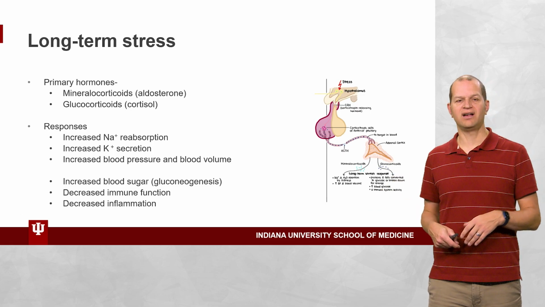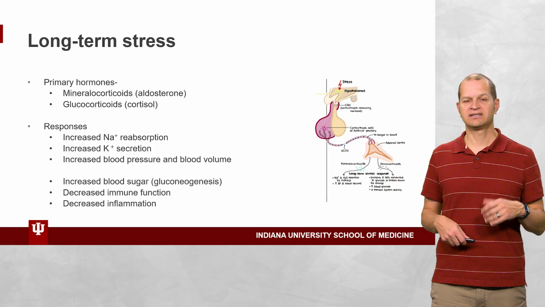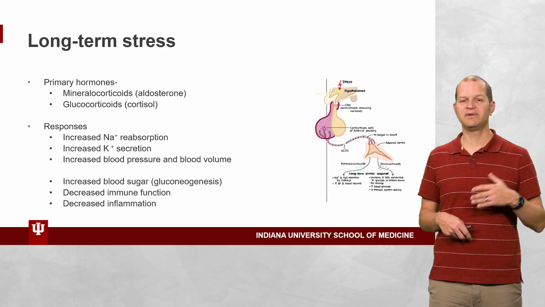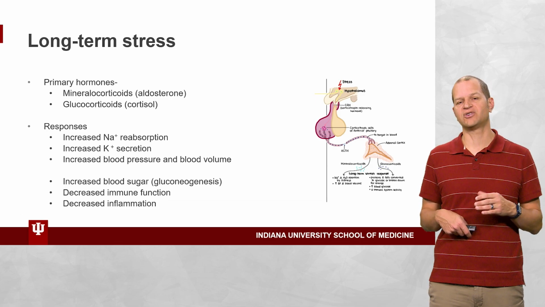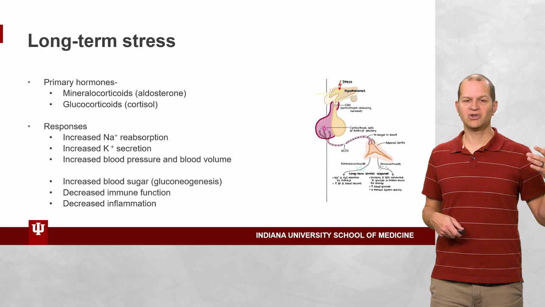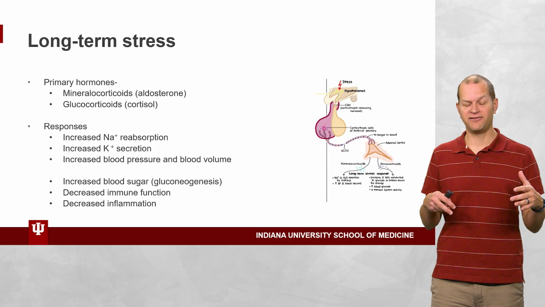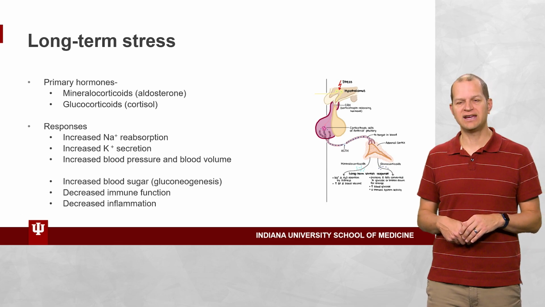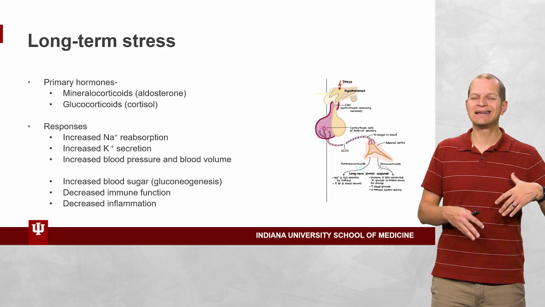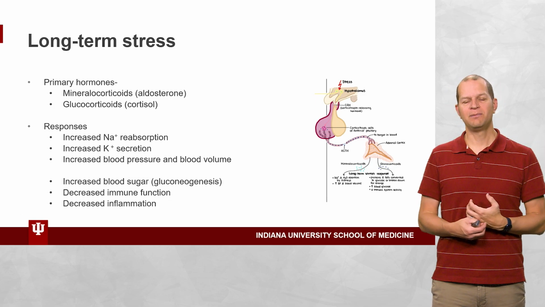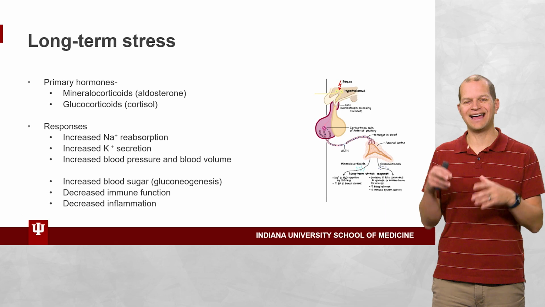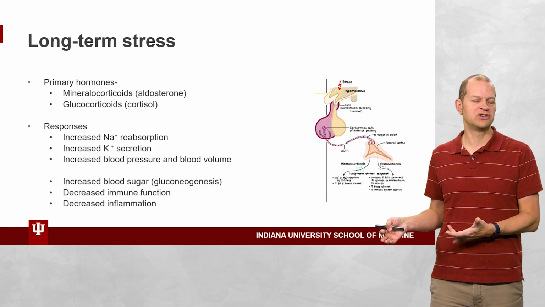As we've mentioned with cortisol, it's going to increase your blood sugar. It's going to do this in a lot of different ways. One of them is by forming sugar from some of the substrate that you have in your body, but it's also going to reduce your immune function, which will also reduce inflammation. This can be good in helping you overcome the stress, but if you're in this state for too long, that can be bad, and it makes it more likely for you to get sick, right?